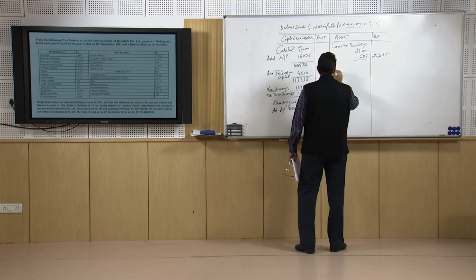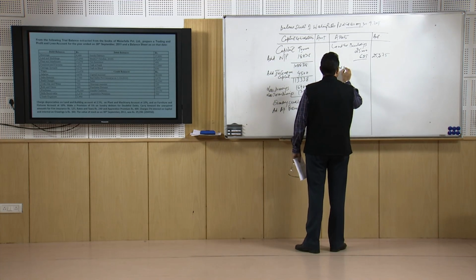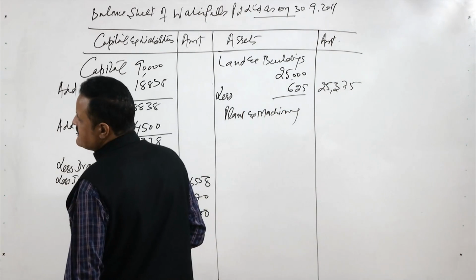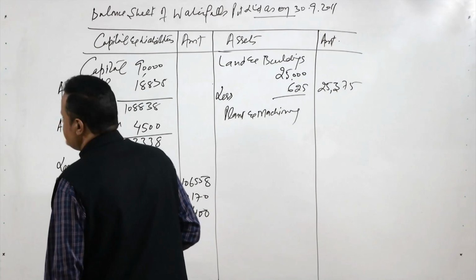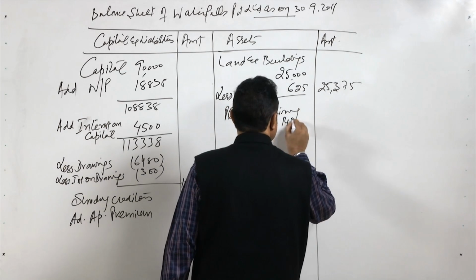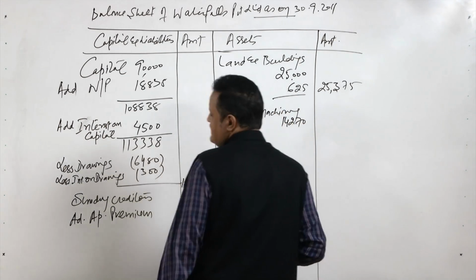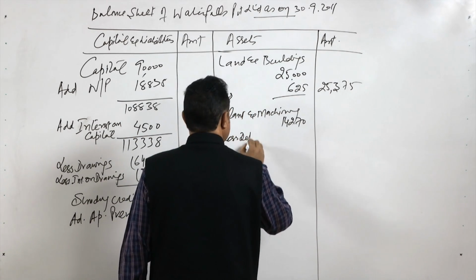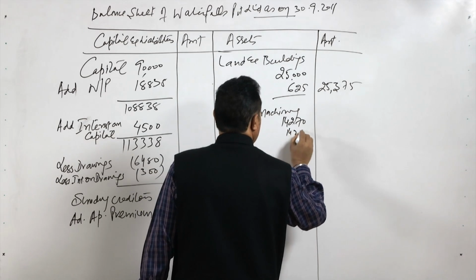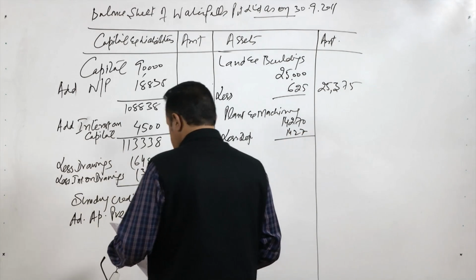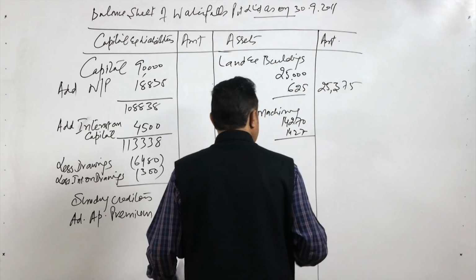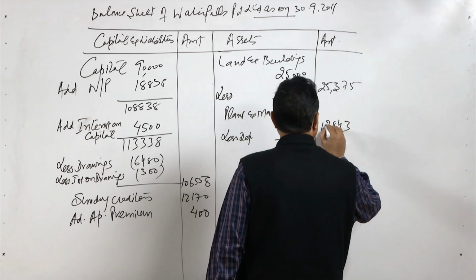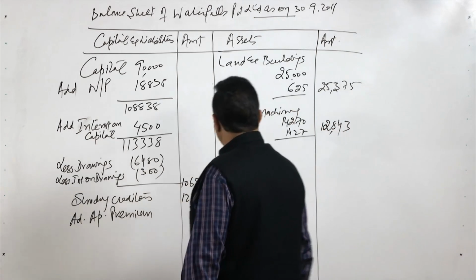Second is plant and machinery. Plant and machinery is 14,270. Put it in the inner column because the depreciation is also there. Less depreciation on this, which was 10%, so the depreciation amount was 1,427. You subtract it, and this works out as 12,843. So 12,843 is the plant and machinery.